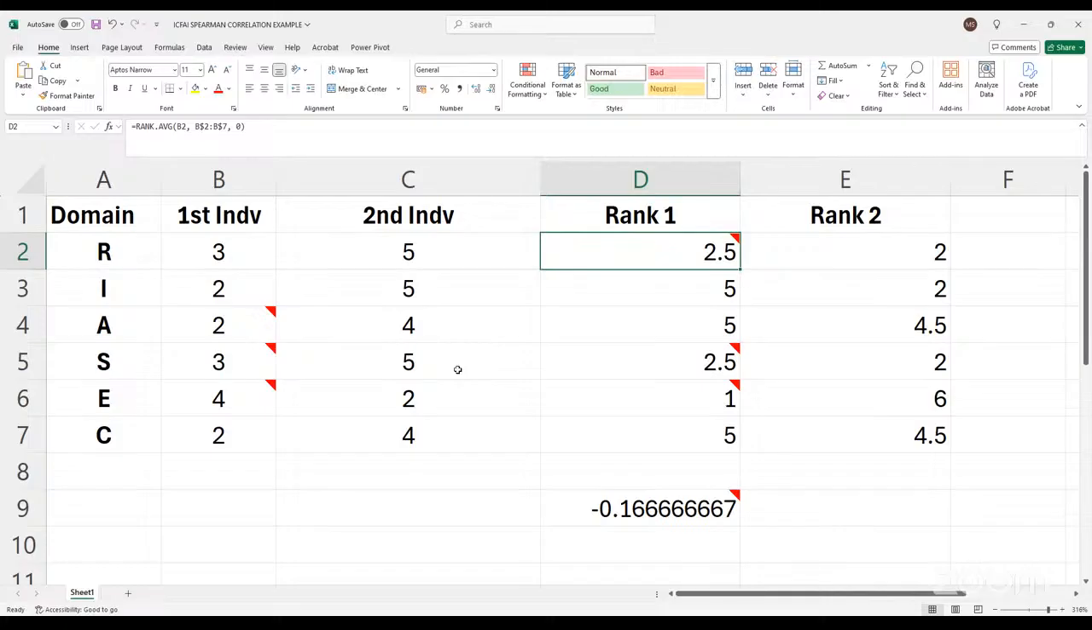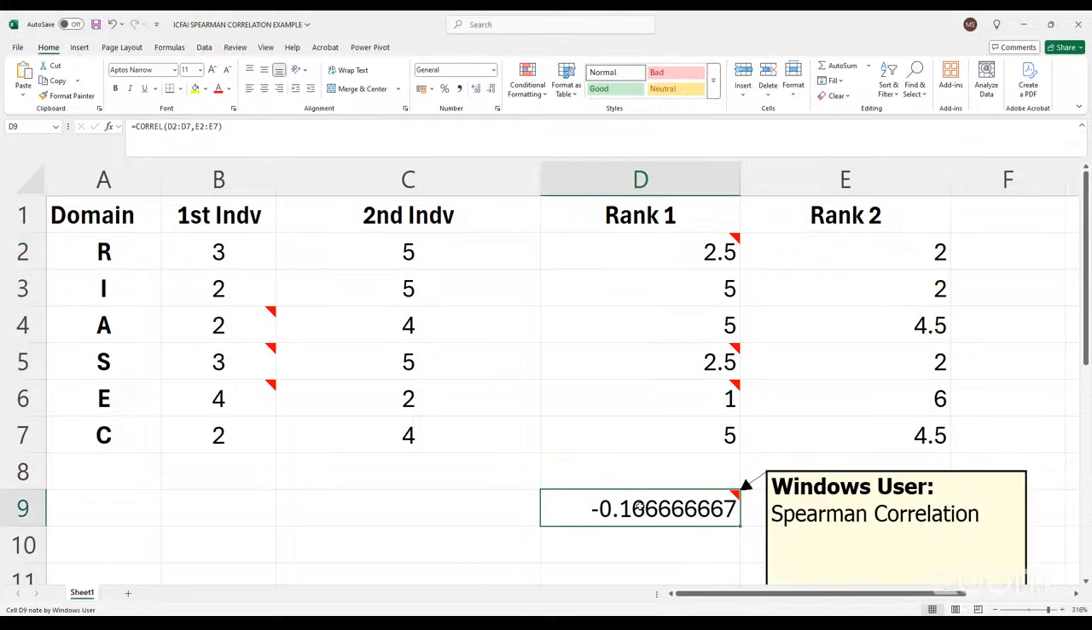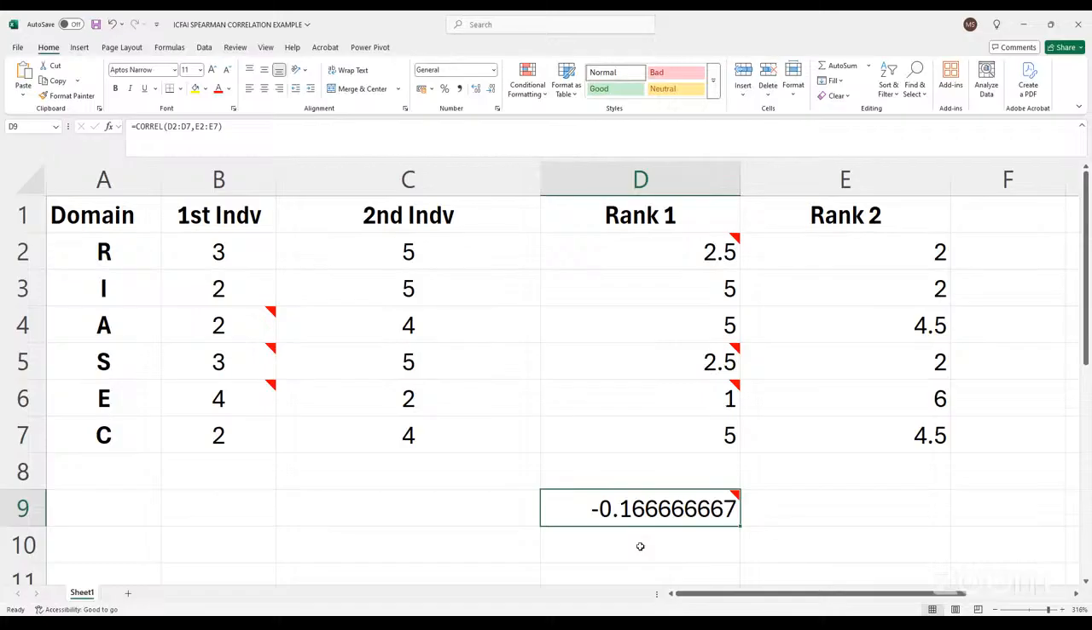Now, when you finish the ranking position, for this individual and this individual, after that you can do the correlation. And that is the Spearman rank order correlation. And here it is minus 0.17. That indicates that the interest pattern of these two individuals is not very good. This is a poor relationship with respect to their interest pattern. It is negative. Again, the correlation is very low, less than 0.2.